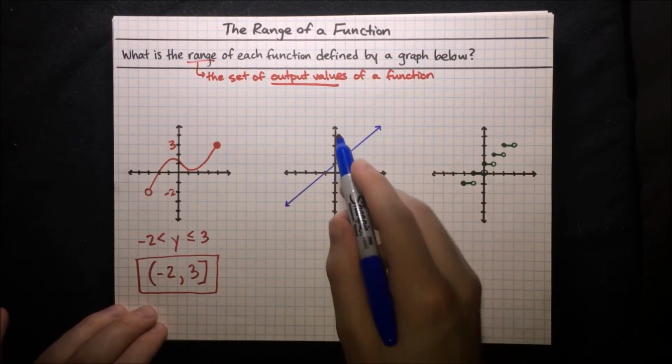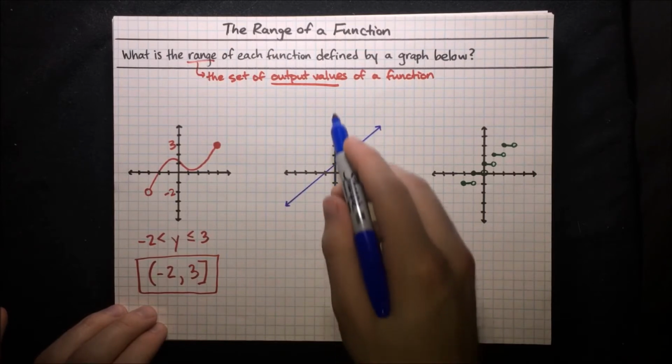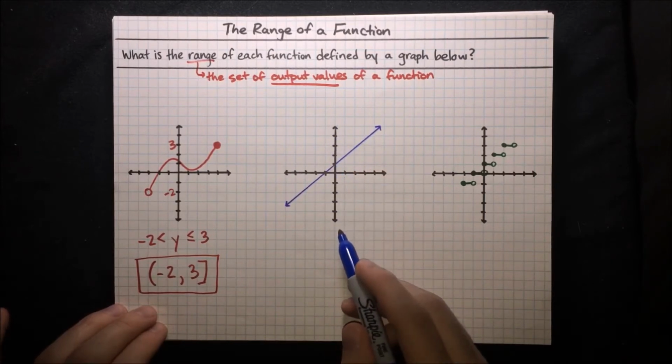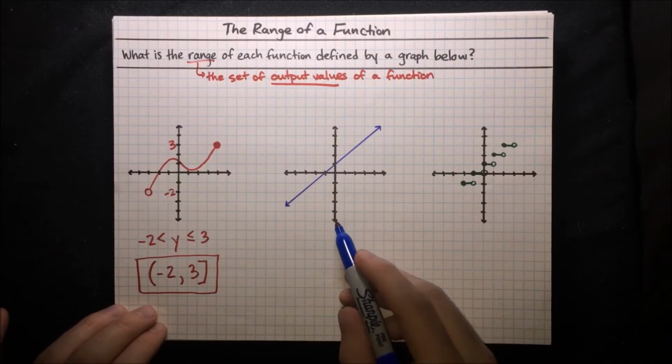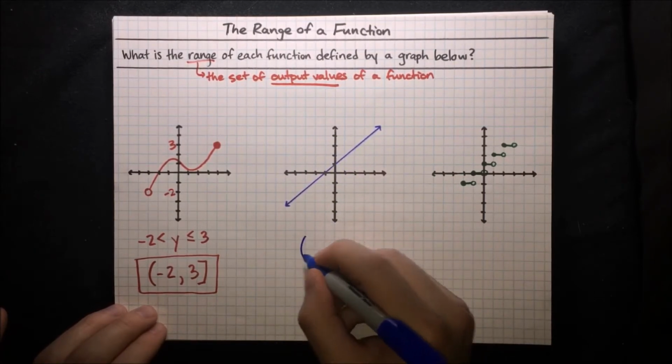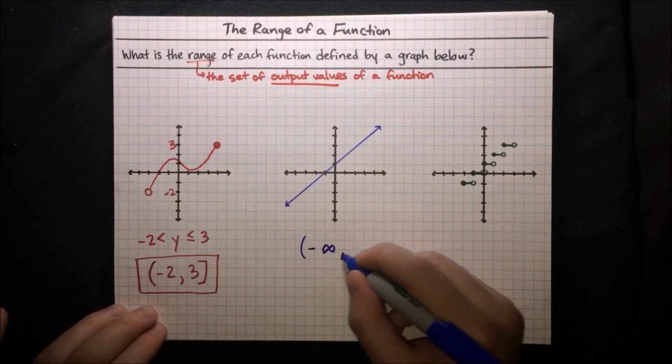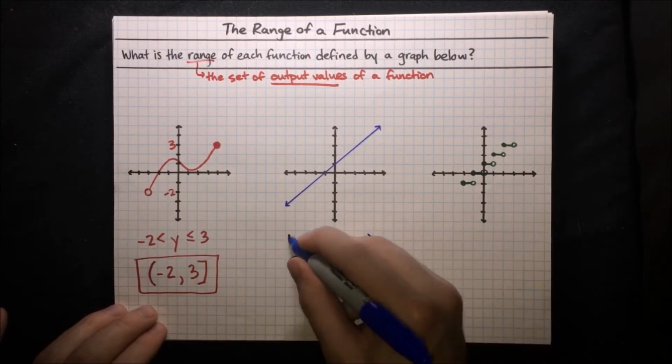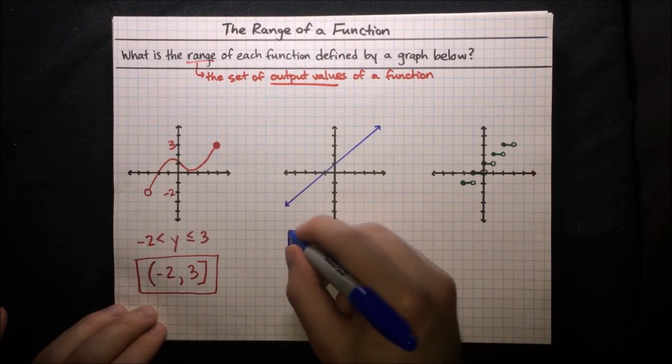So it really takes on all the y values because it's going up forever and down forever. And since it covers all of the y values, the range is then all of the real numbers, which can be denoted in interval notation as -infinity to infinity. So there we go. That's the range of this function.